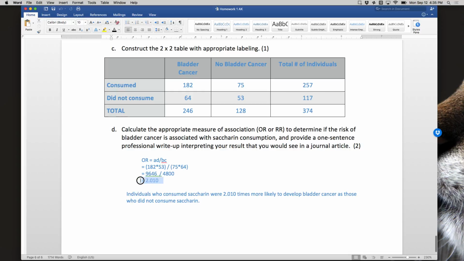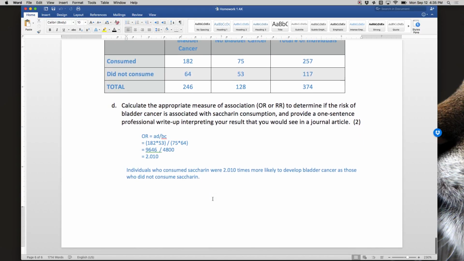And this all depends on how you round it. If you got 2.010 or 2.009, if you're in that range, you'll be fine. If you got like 2.9, maybe not so much. And then just a little write-up about what that means. Any questions about those?